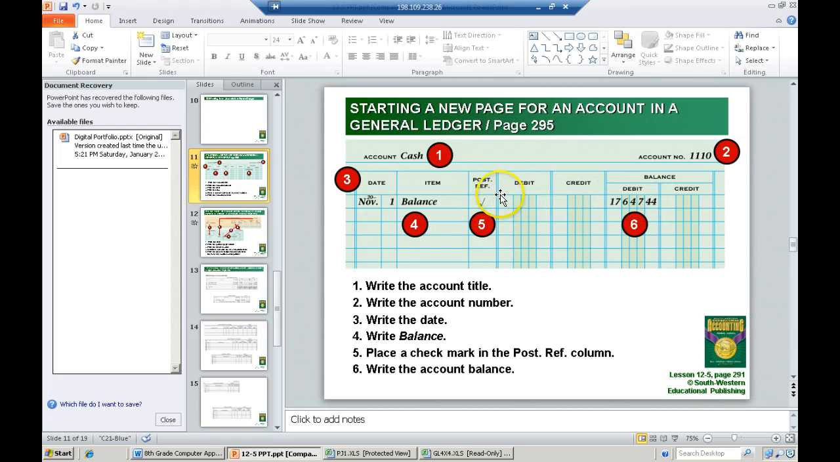or this won't have a post reference number. And we're going to write the balance here, whether it's a debit or a credit, depending on if it's an asset, liability, or owner's equity. Remember that assets always carry debit balances, liabilities and owner's equity always carry credit balances. Expenses and drawing accounts carry debit balances.